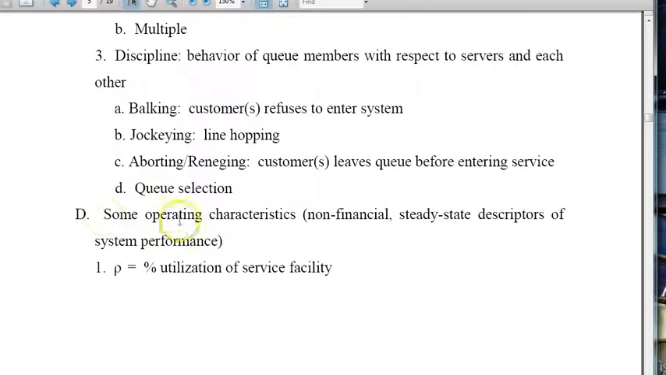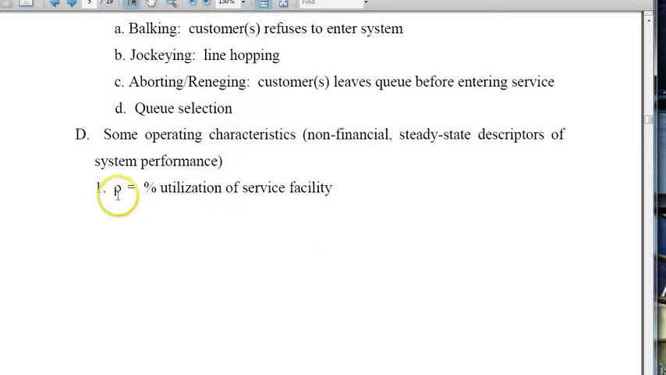Now we can talk about operating characteristics. These are non-financial, just steady state descriptors of system performance, and these are very important to really memorize and keep ready so you can use them anytime we need to. So rho, which is a Greek letter, is the percent utilization of the service facility. For example, if the bank teller is busy 90% of the time or 80% of the time, we call that the utilization of the server, or the probability the server is busy.